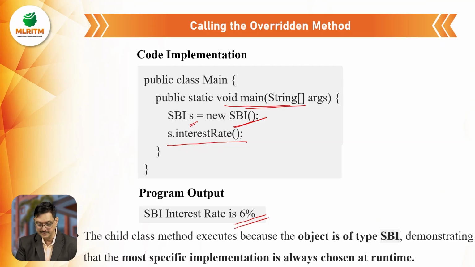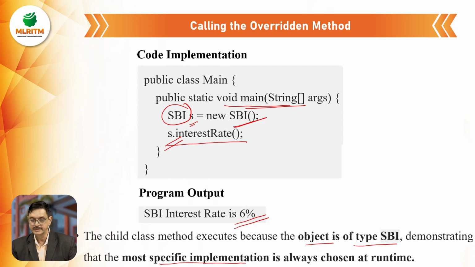The child class method executes here because the object is of type SBI. Why is the child class version executed here? Because we created an object of type SBI, so it calls the SBI version of interest rate, demonstrating the most specific implementation.